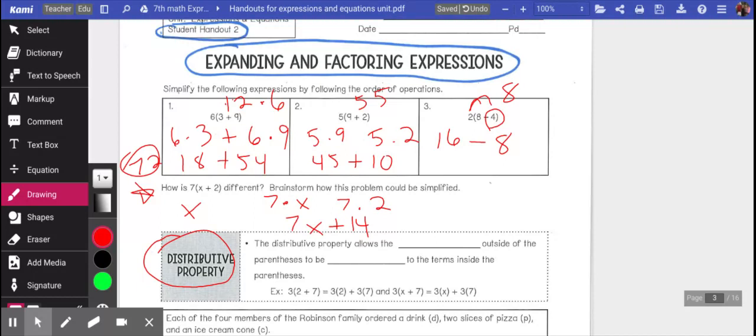So the distributive property allows the number, and I'm going to just put the number sign, the number outside of the parentheses, so like the 6 and the 5 and the 2 and the 7 here, to be distributed to the terms inside. And distributed just means to be multiplied. So you might want to write that off to the side. And then they show you examples there like we did above.